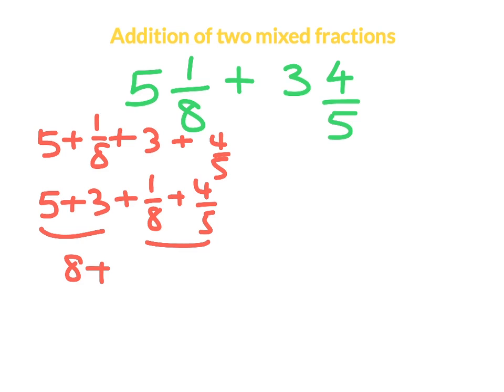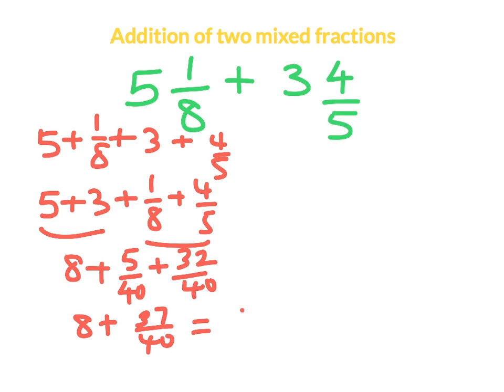So the equivalent fraction of 1 over 8 is going to be 5 over 40, because 5 times 1 is 5, and 5 times 8 is 40. Plus the second fraction we multiplied by 8: 8 times 4 is 32, and 8 times 5 is 40. So now we can add them together. This is going to be 8 plus 5 plus 32 is 37 over 40. So we can write this as 8 37 over 40.